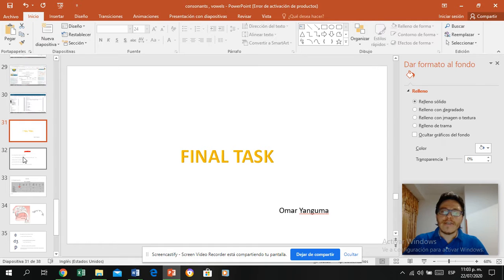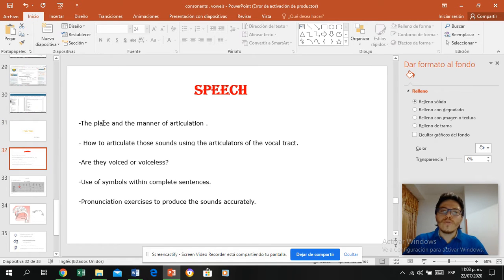In this explanation, I am going to focus on these five points. The first, I am going to show three consonant sounds, in which I am going to explain the place and the manner of articulation, how your vocal tract and your vocal cords work to make it possible to pronounce this language really well. In a second place, I am going to show you how to articulate those sounds using the articulators or the vocal tract, like the tongue, the airflow, the teeth, the ridge, the palate.